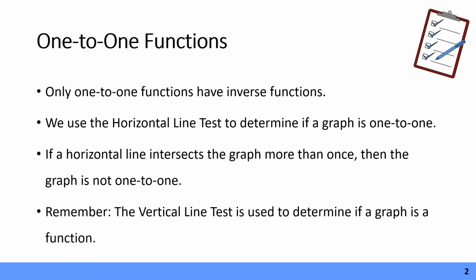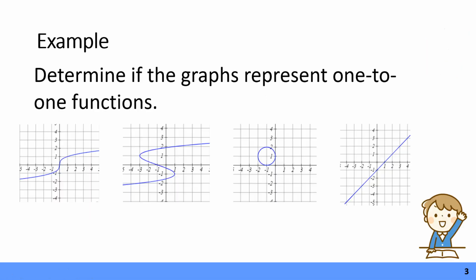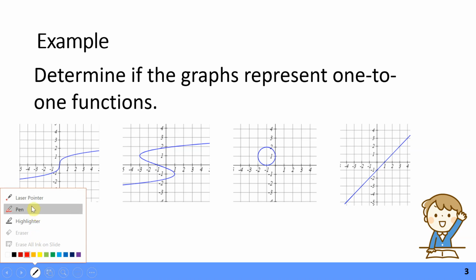And just like I said, we're still going to be using the vertical line test. If a graph passes the vertical line test, that means it's a function, but then we're going to apply the horizontal line test to determine if it's one-to-one. So let's go ahead and do some problems here. We have 4 graphs and we're going to have to determine if they're one-to-one.